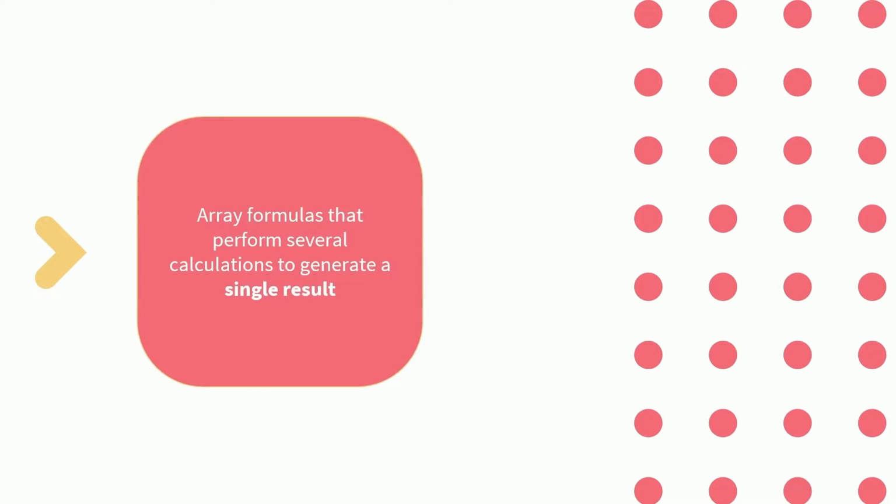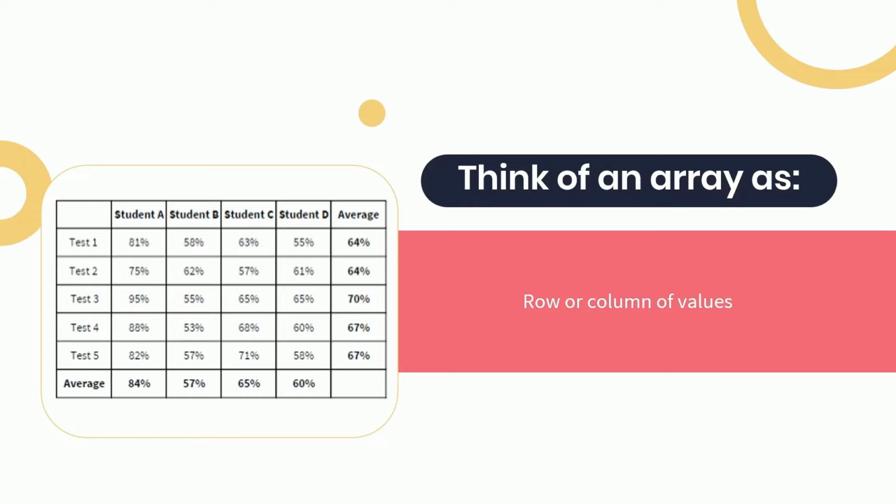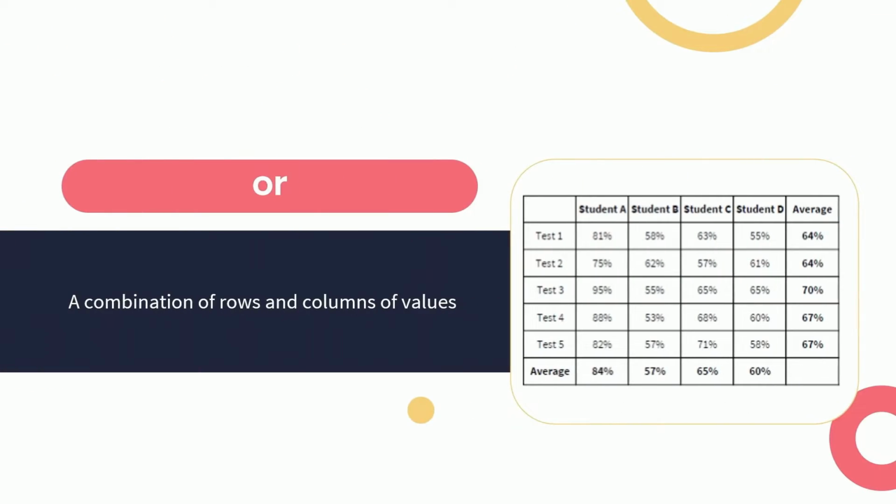Excel provides two types of array formulas. An array formula is a formula that can perform multiple calculations on one or more items within an array. Array formulas can either return multiple results or a single result. Now, when we think of arrays, you can think of an array as a row or a column of values, or we can think of it as a combination of rows and columns of values.